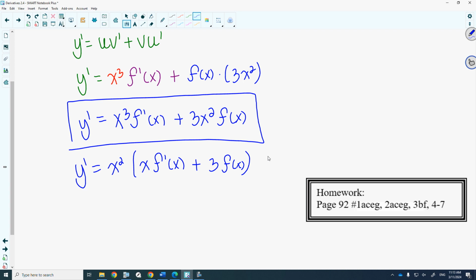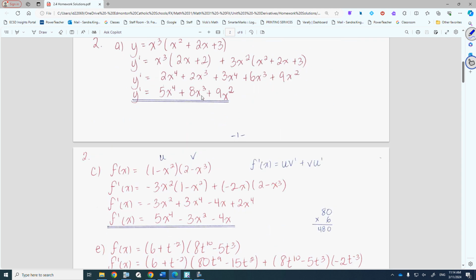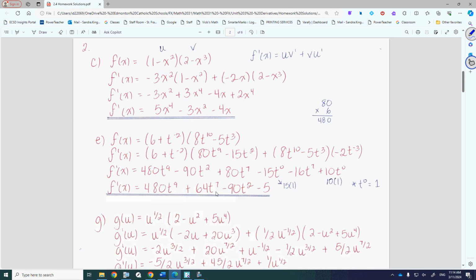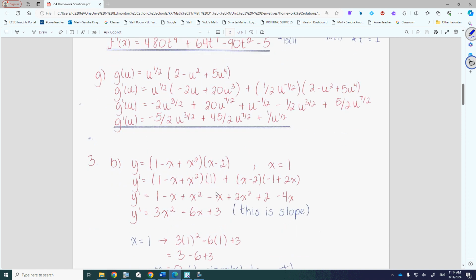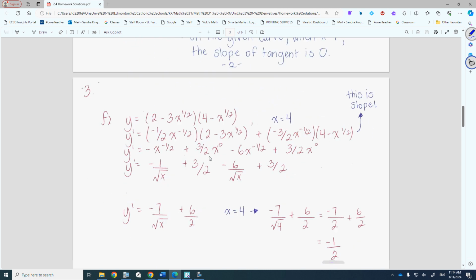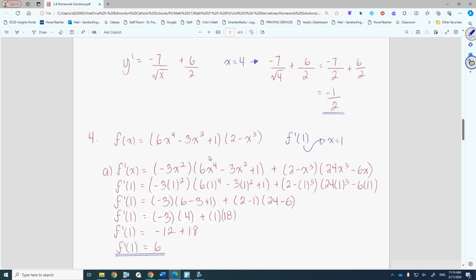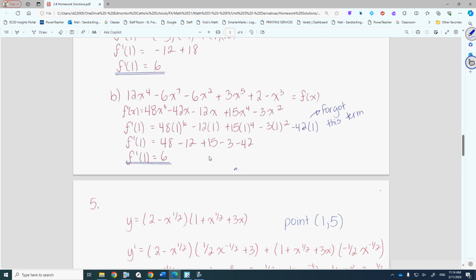Okay, your remaining homework, one should be done. You want to do 2 ACEG, 3 BF, 4 to 7. Again, make sure you have the work solutions opened. And like I said, once I got to number two, we started expanding and cleaning everything up. And then number 3, we're going to be finding slopes of tangents, taking derivatives. Okay, so you want to have your work solutions open when you do these questions.